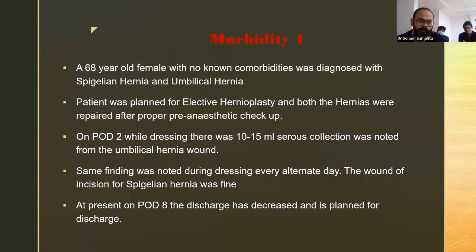Okay. And Spigelian? With CT scan reports. Clinically, the patient had a vague cough impulse. The patient was extremely obese. She complained of pain in the area, on the left side. Very obese means BMI? BMI was more than 35.